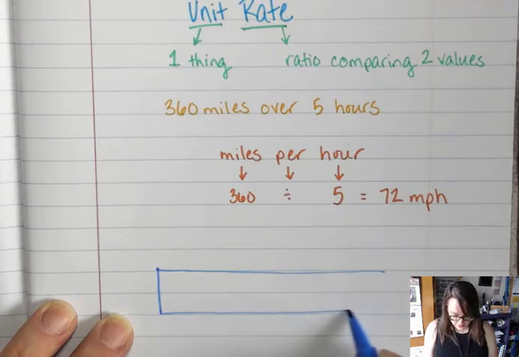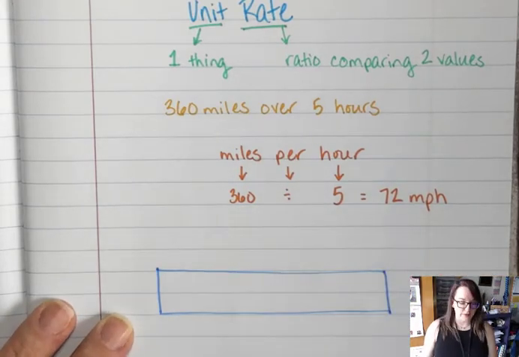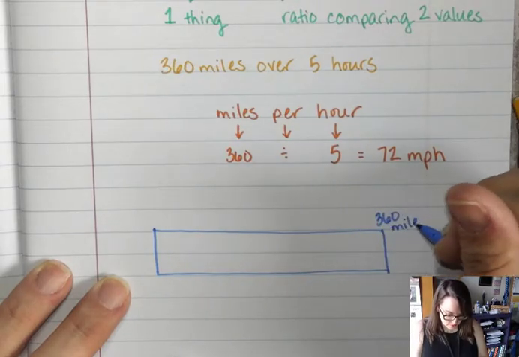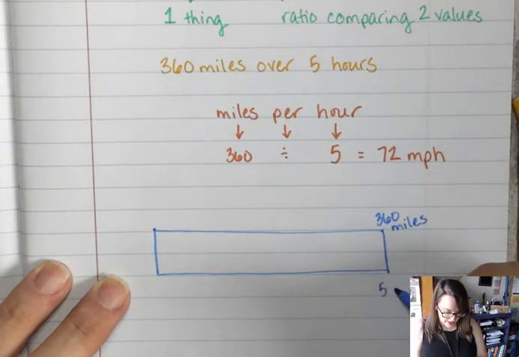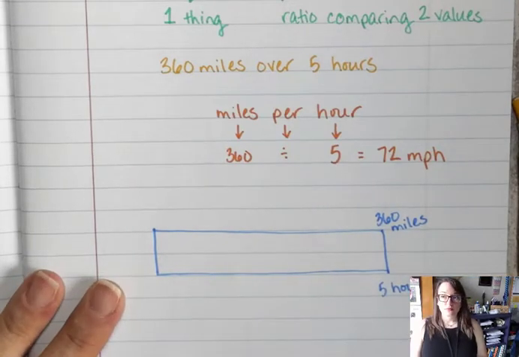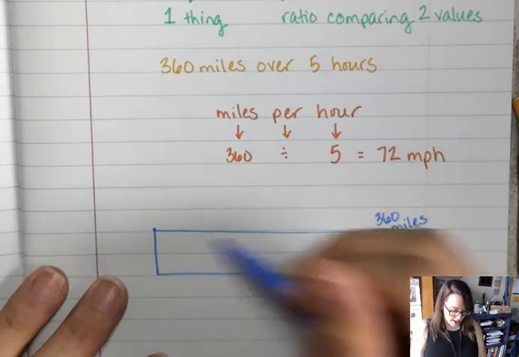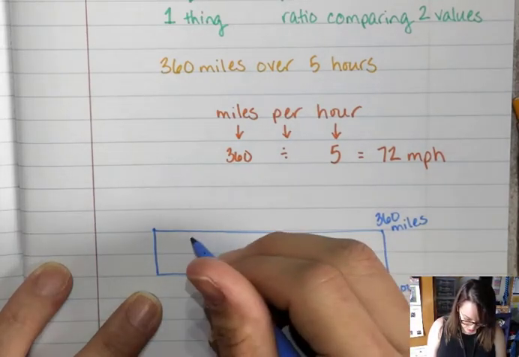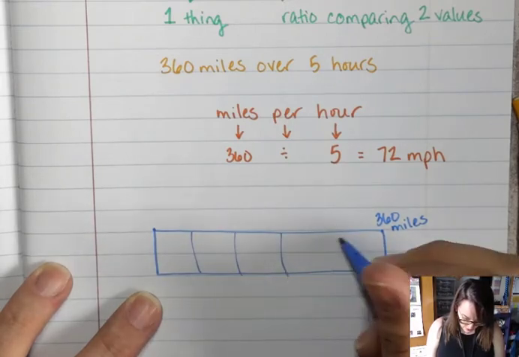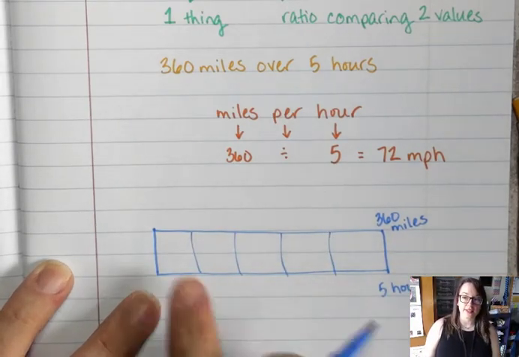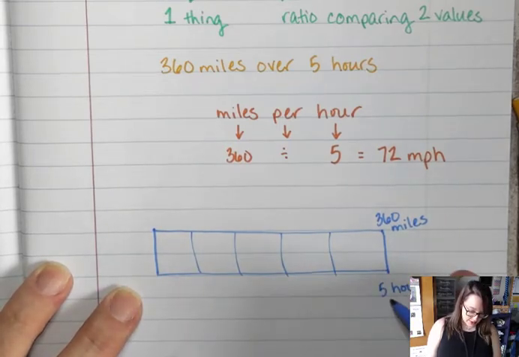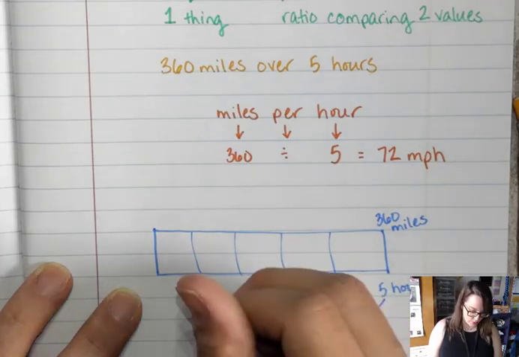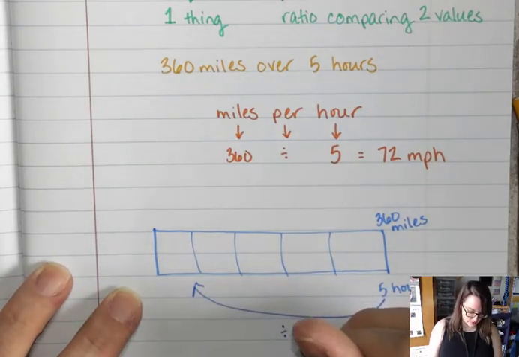So if this represents all of it, this is 360 miles. This is 5 hours. And I need to figure out 1 hour. So if I took this and broke it into 1, 2, 3, 4. So this is now 5 hours. This would tell me each hour. To get from 5 to 1, I divide by 5.